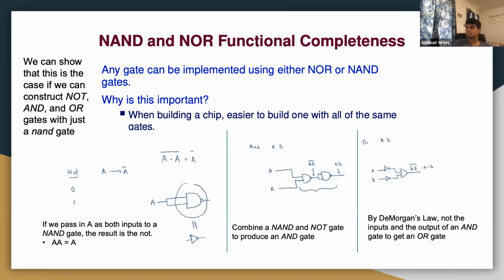And for OR, we actually have to do a little bit more thinking. In the case of OR, we take two inputs A and B, right? And we need to return whatever the output would be based on OR. What we could do is, we just talked about DeMorgan's law, right? So we take the inputs and we negate them. And then we take the output and also negate that. And that's how we can get an OR gate.